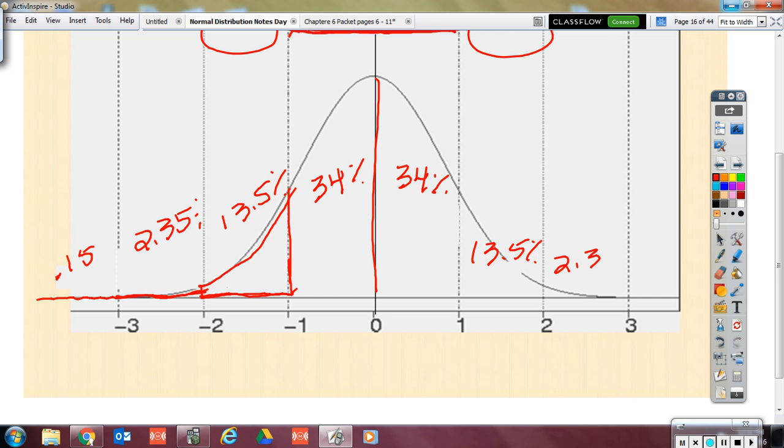Okay? So if you are in the top 5% of your class, then you are how many standard deviations above your classmates?